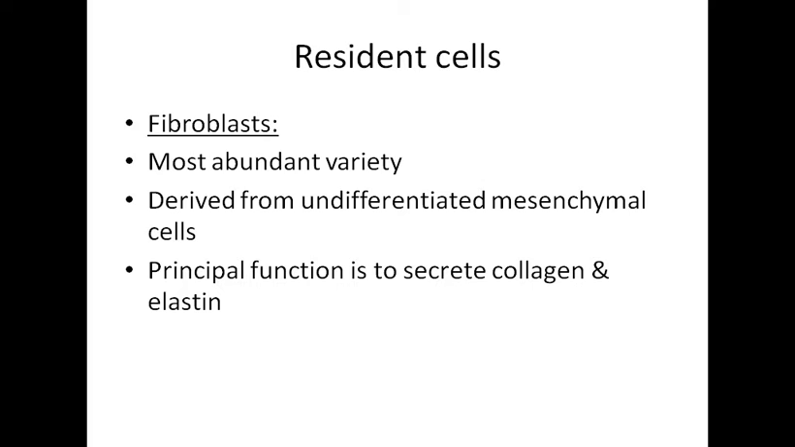So let's discuss the fibroblast first. It is found in the most abundant percentage, right? Derived from undifferentiated mesenchymal cells, mesenchymal stem cells, okay?